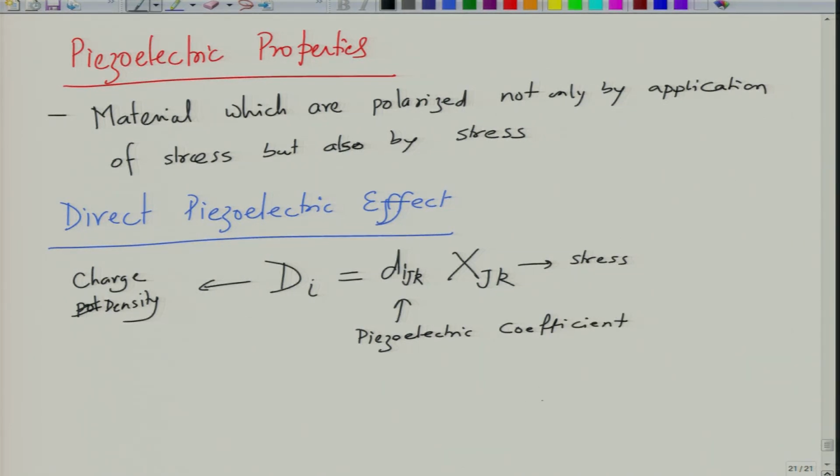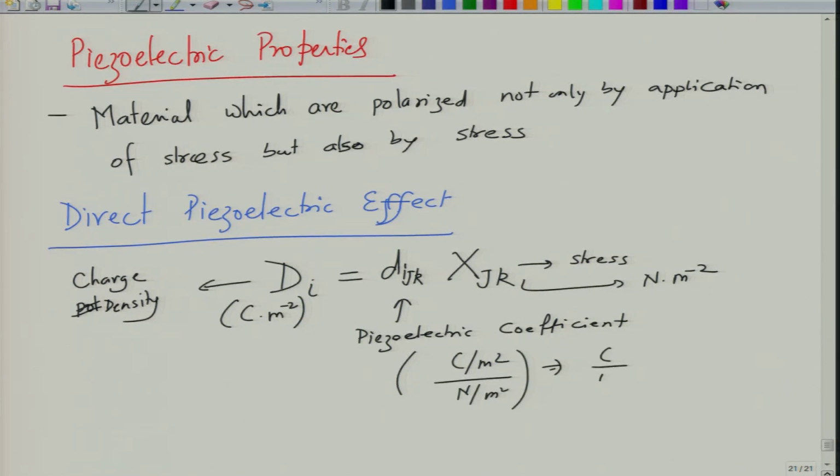Okay. So, this is basically Coulomb per meter square, this is Newton per meter square, and this will be Coulomb per meter square divided by Newton per meter square, so this will be Coulomb per Newton. Generally the values are noted in terms of picocoulomb per Newton, but the basic unit is Coulomb per Newton in SI units. Okay. So, this is the piezoelectric coefficient, which is the direct piezoelectric coefficient.